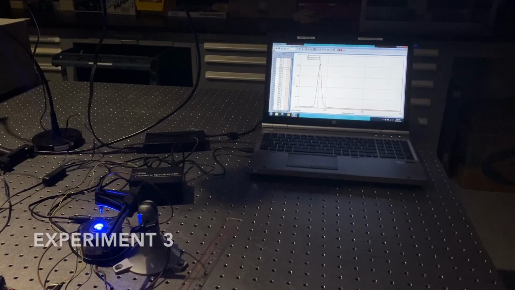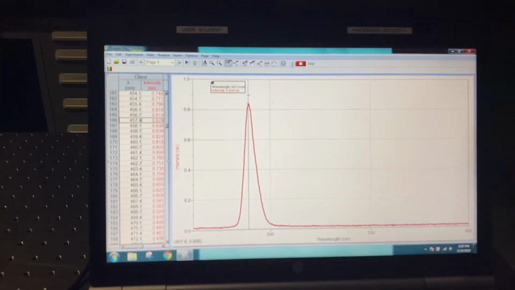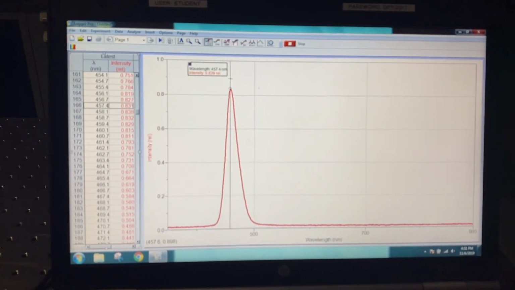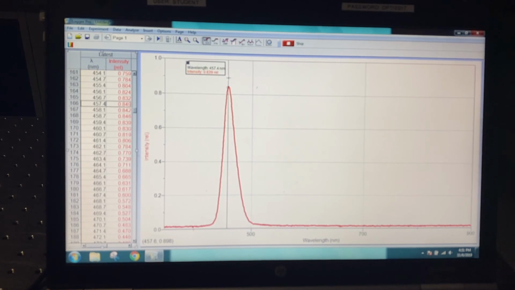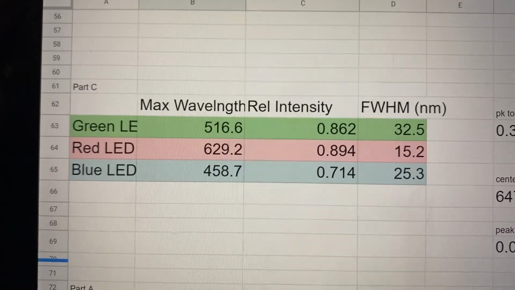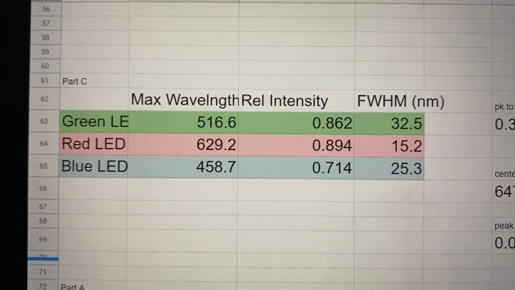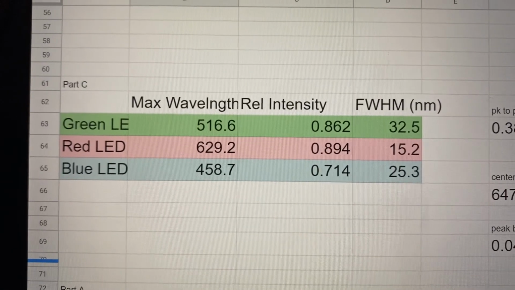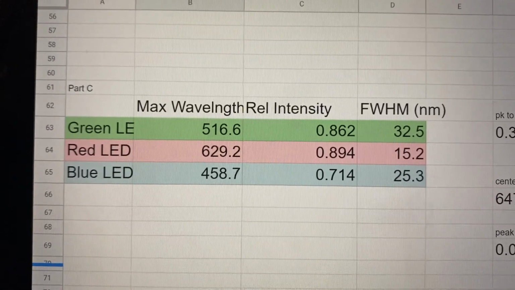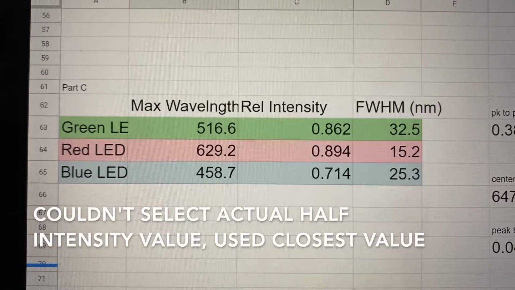For experiment 3, we will measure the spectrum of the 3 colors of the LED. We will use the software to measure the peak wavelength and the peak intensity and measure the full width half max. And when we collected our data, these were our results. And as you can see, for the green and red LEDs, the full width half max is a bit out of the expected range. And this error would be due to limitations in our software.